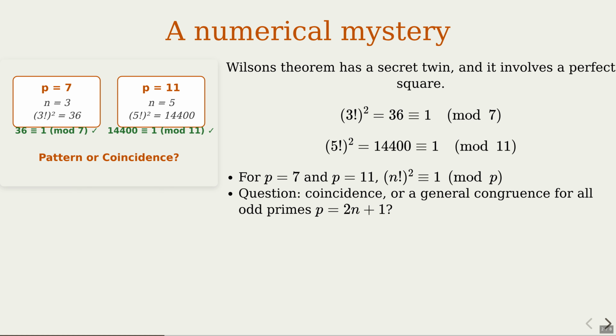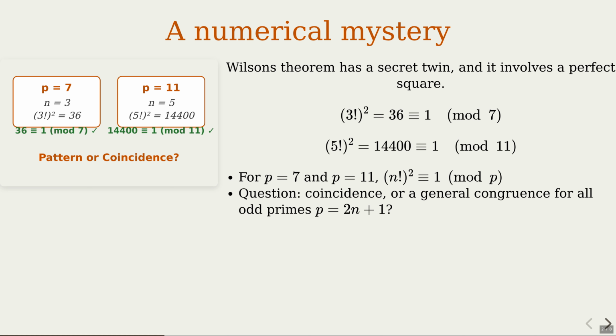The natural question is whether this is just a coincidence for 7 and 11, or whether there is a clean formula that works for every odd prime. Given how often patterns in number theory turn out to be real, I am guessing there is a general congruence hiding here. To uncover the pattern, we will go back to Wilson's theorem and split the big factorial into 2 matching halves.